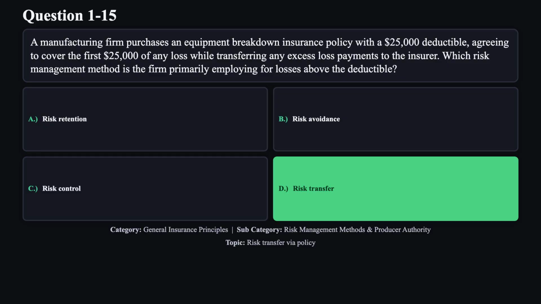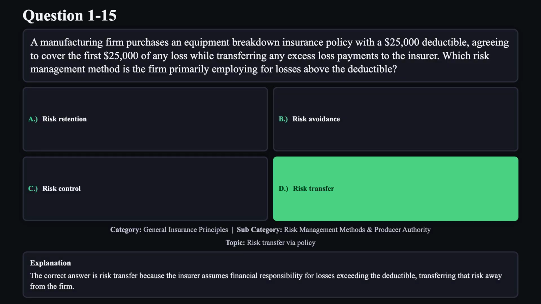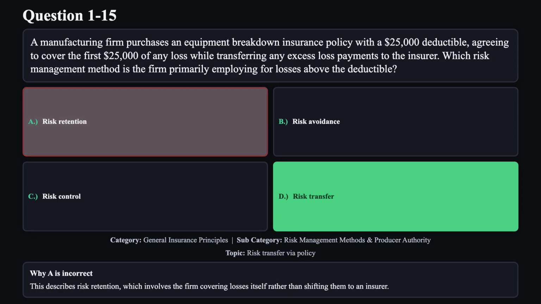The correct answer is D. The correct answer is risk transfer because the insurer assumes financial responsibility for losses exceeding the deductible, transferring that risk away from the firm. Reason A is not correct. This describes risk retention, which involves the firm covering losses itself rather than shifting them to an insurer.